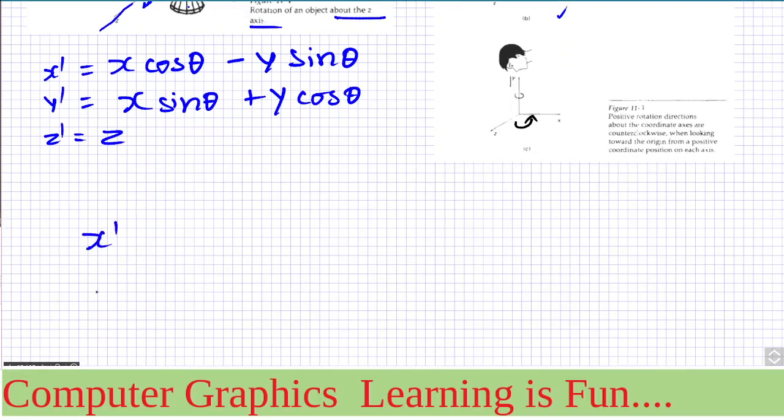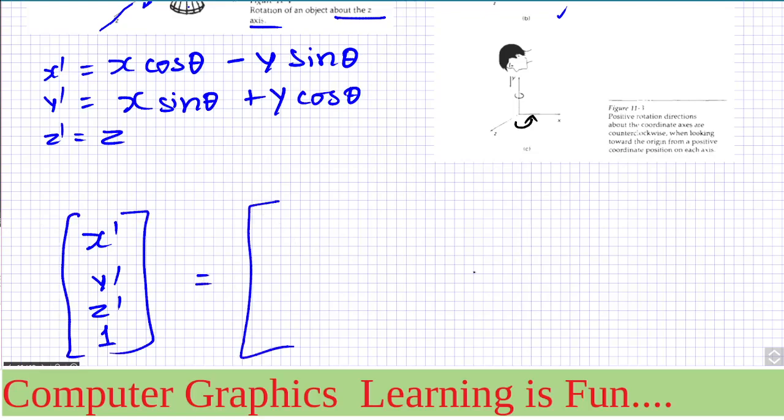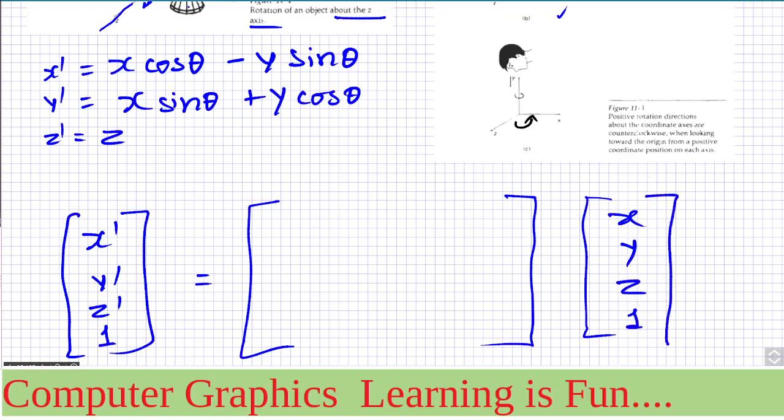After seeing this, can you tell me what will be the matrix representation if you want to have x dash, y dash, z dash and 1? Then you will need to multiply two matrices. One is this matrix, which will be multiplied by x, y, z and 1. Now you have to tell me what this matrix will be. I believe everybody will agree it will be 1 here, and these will be 0, 0 and 0. Here also it will be 0, 0 and 0. Now can you tell me the other values?